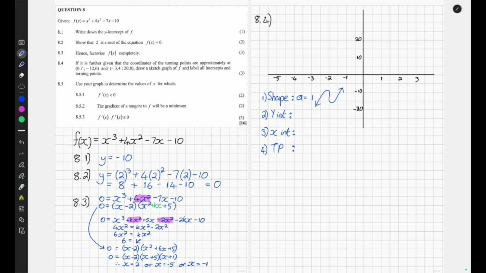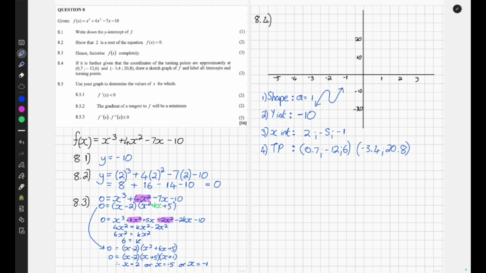Then my y-intercept, we said that was minus 10. X-intercepts is what we just got, so that will be a 2, a minus 5, and a minus 1. And then the turning points they gave me in the question, so 0.7, minus 12.6, and the other one, minus 3.4, and 20.8. So if they didn't give it to me, I would have to take the derivative and make the derivative equal to 0 to find the x values, and then sub that into the original to get the y values.